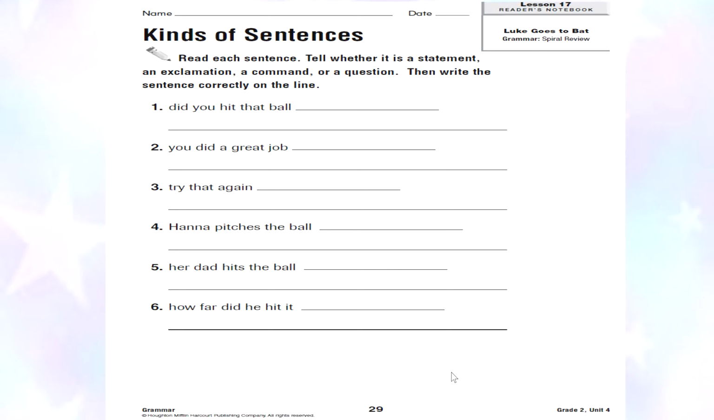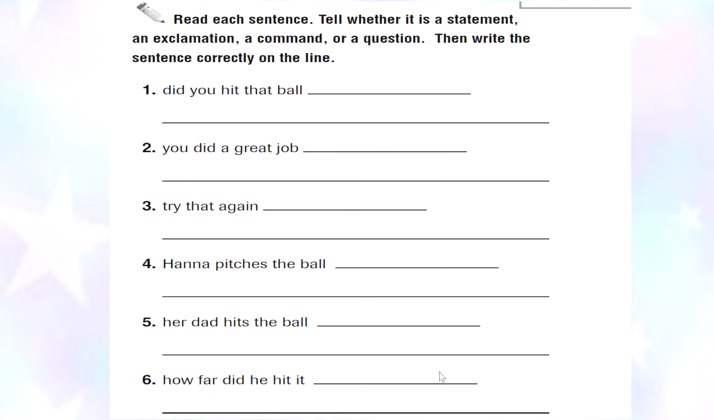Now move on, please, to page 29. Read each sentence. Tell whether it is a statement. Circle statement, please. Circle exclamation. Circle command. Circle question. So here we are dealing with the 4 types of sentences all together. We gotta choose the correct type. Write the type on the small line. Rewrite the sentence correctly on the big line.